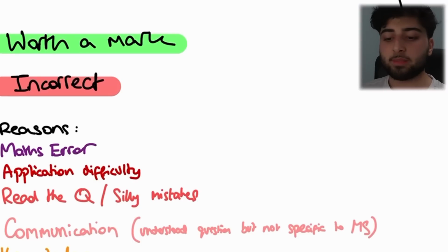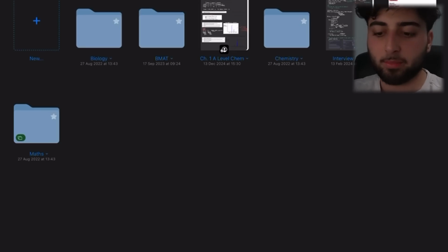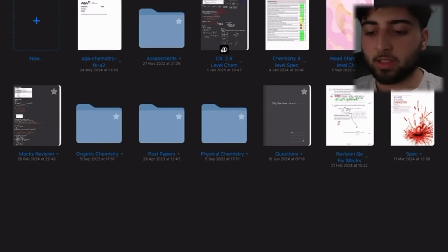Let's get into the papers themselves. So we're back on this page again. Biology, chemistry, maths, and let's go to chemistry for example. So if I open this up, what I have right now is my 3 main topics. So inorganic over here, organic here, and physical here. Everything's a bit of a mess here as you can see, but it did the job. It organized it enough for me.